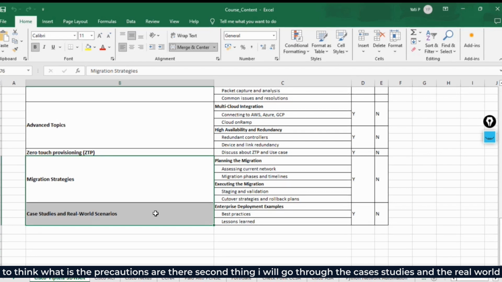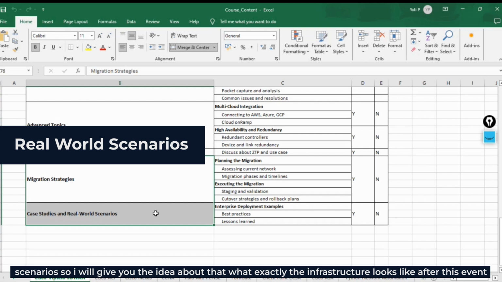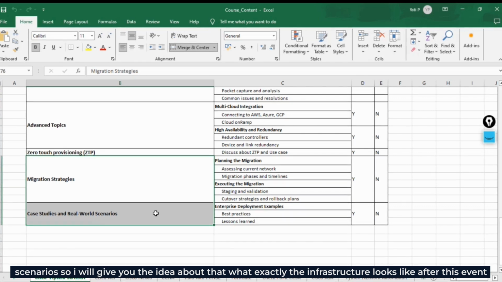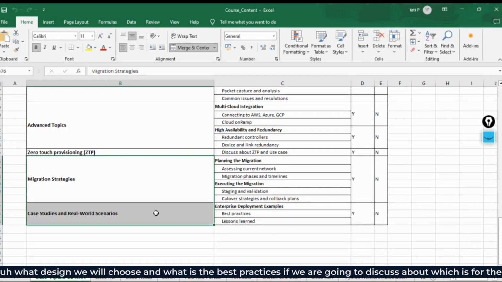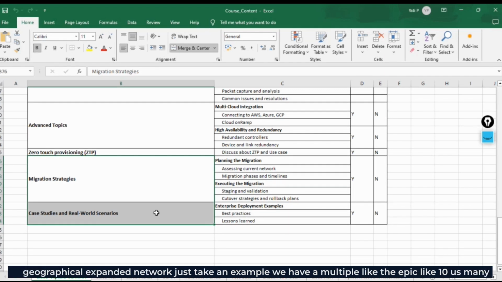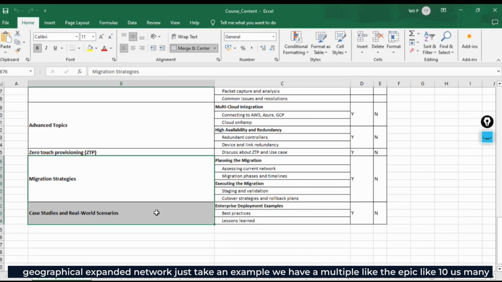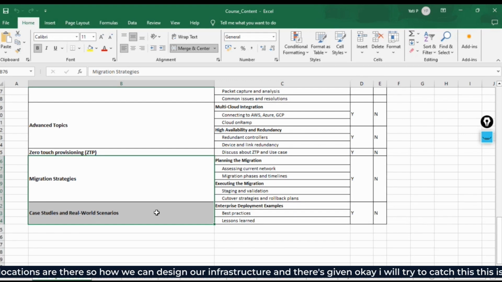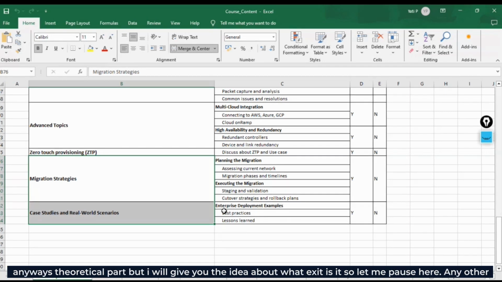Second, I will go through case studies and real-world scenarios. I will give you an idea of what your infrastructure looks like after this event, what design we will choose, and what the best practice is. If we are discussing just a regional deployment, what will be the best practice, and if we go with a complex, geographically expanded network, for example with multiple locations like APAC, LATAM, and the US, how can we design our infrastructure? This is anyway the theoretical part, but I will give you an idea of what exactly it is.